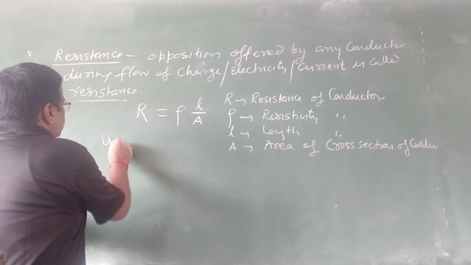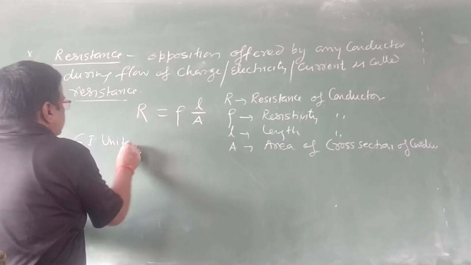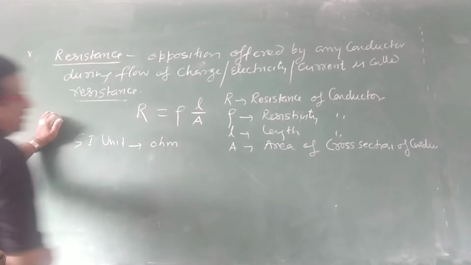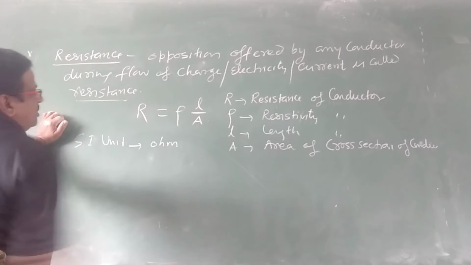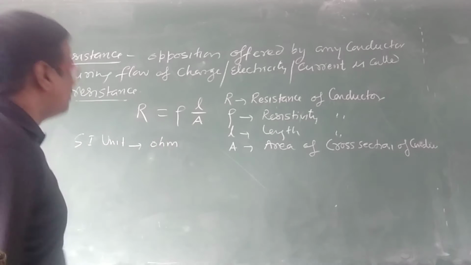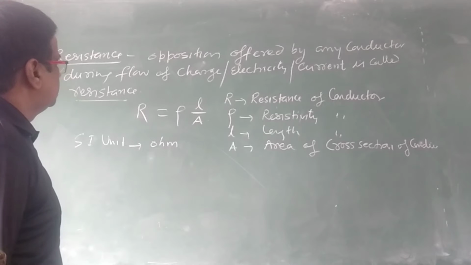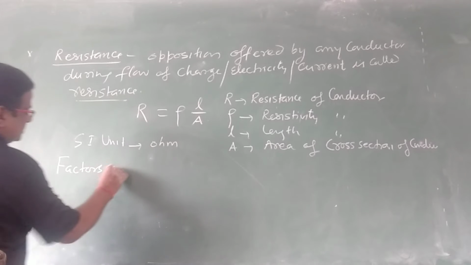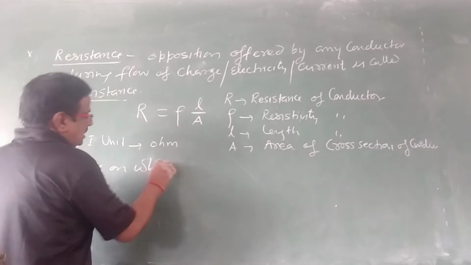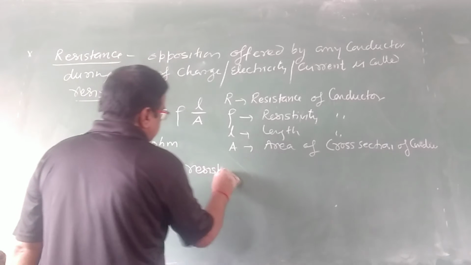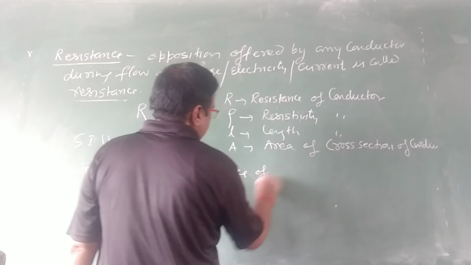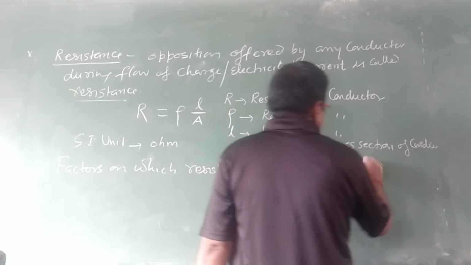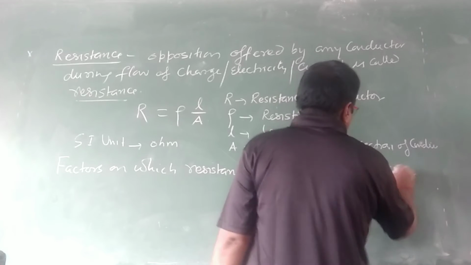Its SI unit is ohm. Now what are the factors on which the resistance of a conductor depends? What are the factors?